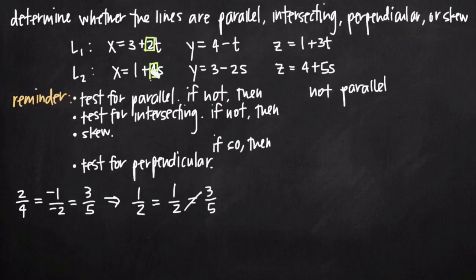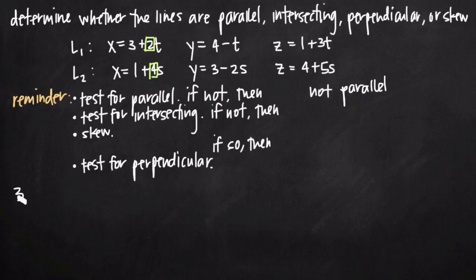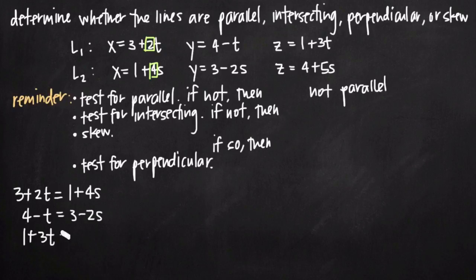So here's what that looks like. We're going to take each of our three parametric equations and set the equations for x equal to each other, set the equations for y equal to each other, and set the equations for z equal to each other. When we do that, we're going to get 3 plus 2t is equal to 1 plus 4s. We just took these two equations for x and set them equal to one another. We'll do the same thing for our equations for y. We'll get 4 minus t is equal to 3 minus 2s. For z, we'll get 1 plus 3t is equal to 4 plus 5s.